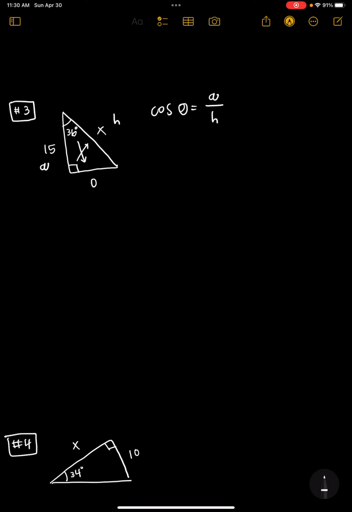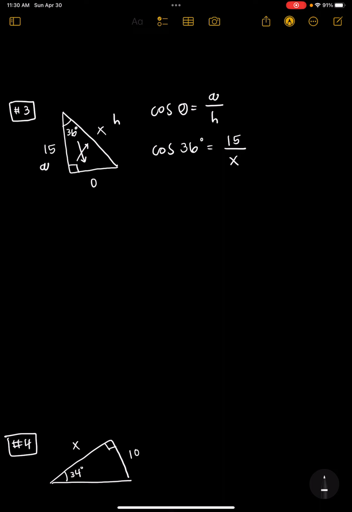Now let's plug in everything we know. So it's going to be cosine of 36, because that's our angle, is equal to the adjacent side, which is 15, over the hypotenuse side, which is x. Okay, so now we're set up. We want to solve for x. But this time the x is on the bottom of the fraction. So when it's on the bottom of the fraction, unfortunately, we can't just divide by 15 because that would still leave x on the bottom of the fraction, and we don't like that.